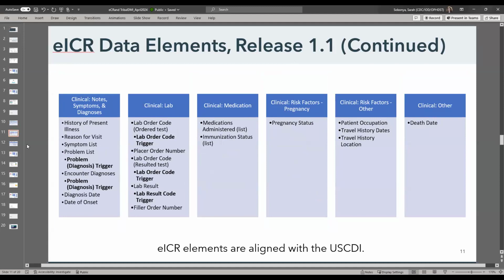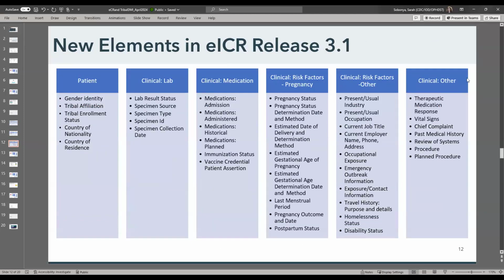And then the new version of the EICR implementation guide is going to include these additional elements. I believe this needs to be implemented in 2025. So it's not available now, but starting in 2025, your public health department will be able to get things like tribal affiliation, tribal enrollment status, as well as these other additional elements like disability status and homelessness status. Again, if those are shared with the clinician.